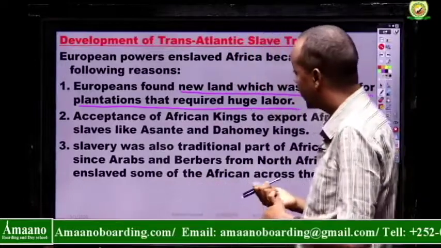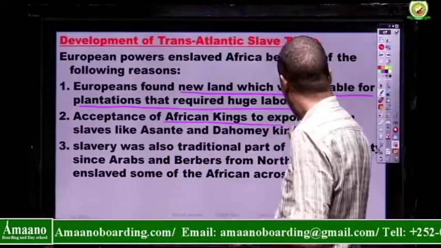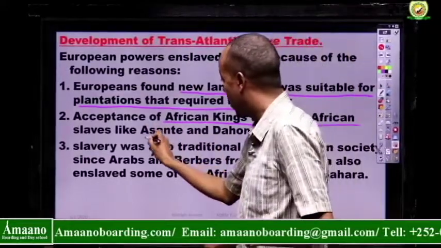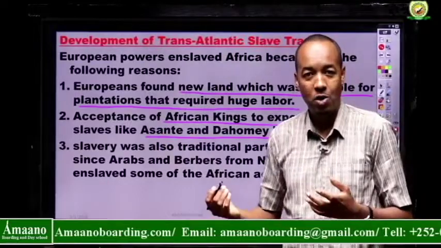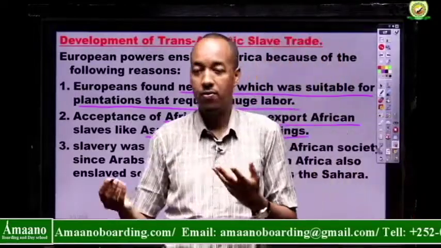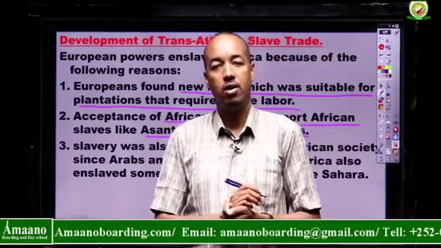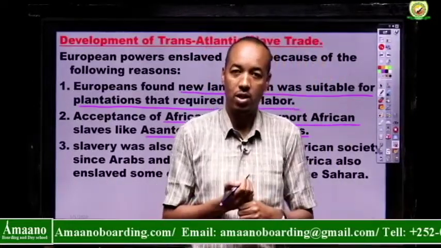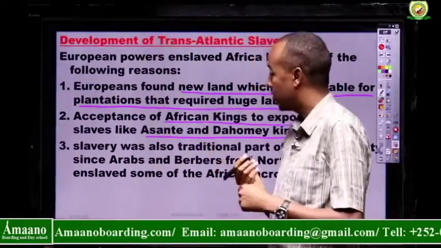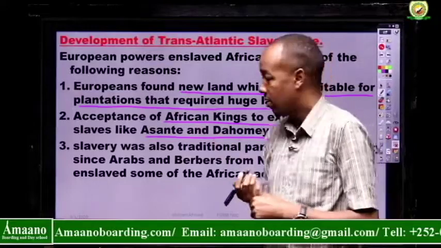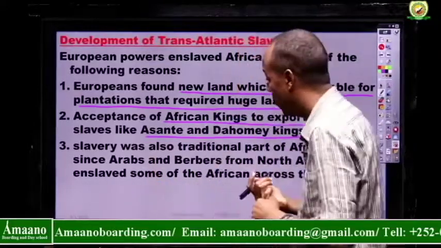The second one is acceptance of African kings. The African kings accepted to export African slaves, like the Asante and Dahomey kings. Imagine, there were some kings in Africa who made a deal with the Europeans that if the Europeans provided what the African kings needed, like weapons and furniture, they would also provide slaves. Even these two empires, Asante and Dahomey, became very rich because of the slave trade.